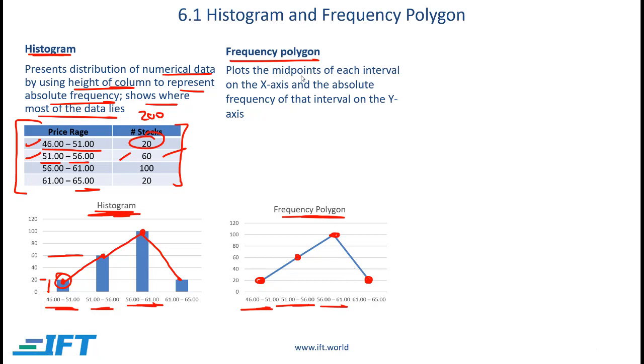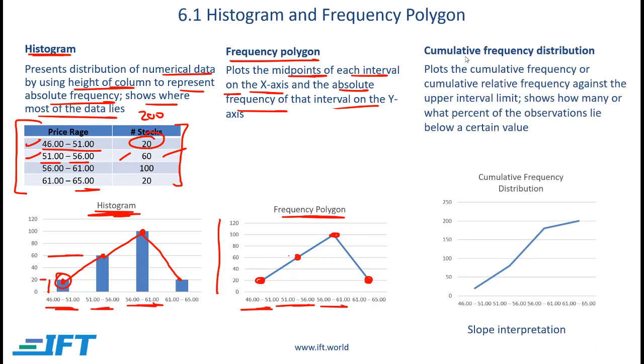We simply plot the midpoints of each interval on the x-axis and the absolute frequency of that interval on the y-axis. So this is the absolute frequency, and then we have the midpoints. Next, we have the cumulative frequency distribution. Here we plot the cumulative frequency against the upper interval limits.